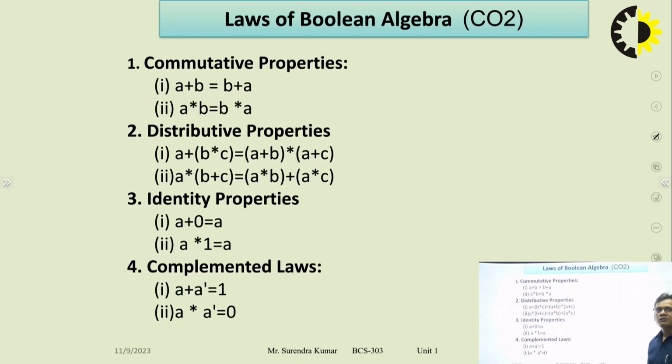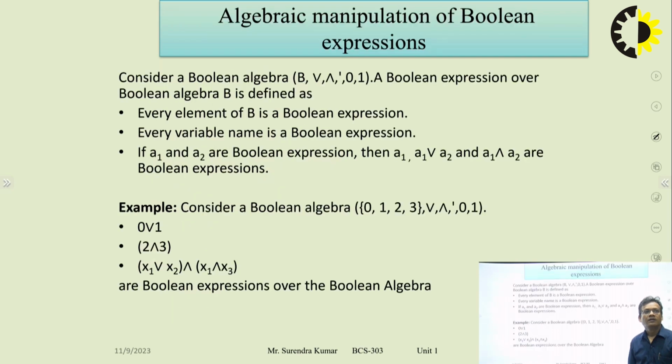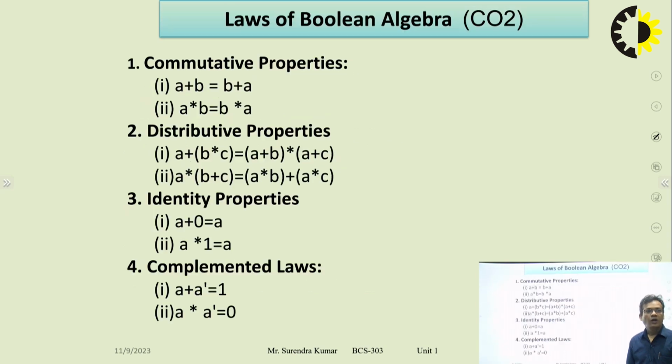There are some laws of Boolean algebra which are used to solve or simplify expressions: commutative law, distributive law, identity property, and complementary law. Algebraic manipulation of Boolean expressions is done basically with the help of these laws.